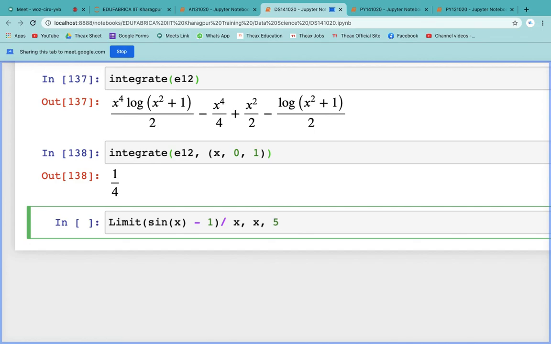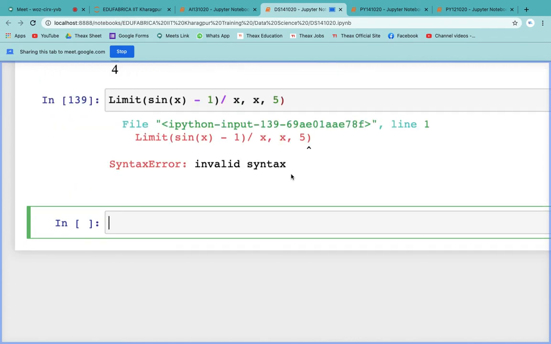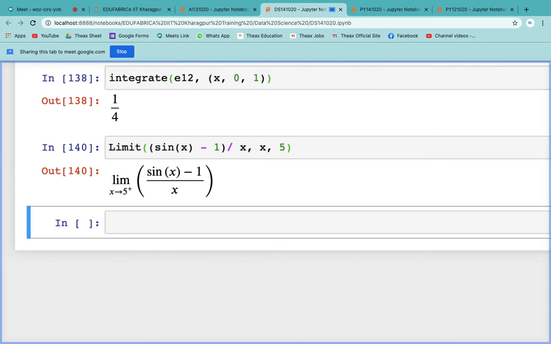X tending to 5, let's say. Okay, done this. Oh, again, an error. So, limit of sine x minus 1 by x, x tending to 5, and that's it, right? So the ways of writing, I think, are clear right now. You can go with any other things again to find the answers respectively. Right, having no doubts, I believe things are clear.